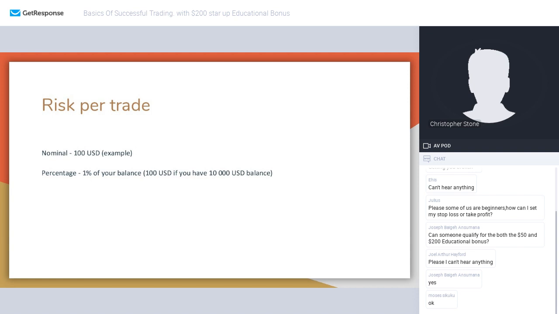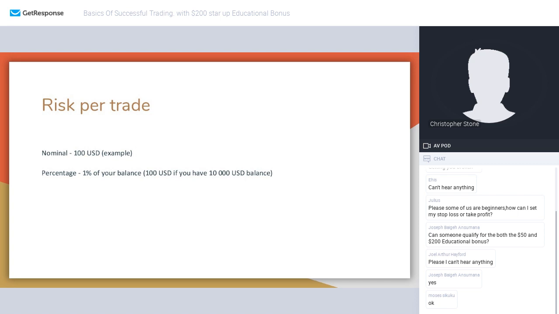Of course, you can use rand, for example, or any other currency. I'm just giving you an example in dollars. The other option is a percentage, say 1%. It's a very popular methodology of setting risk: for example, 1% of your balance.